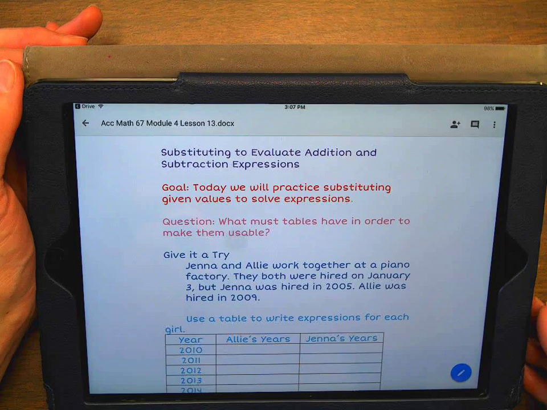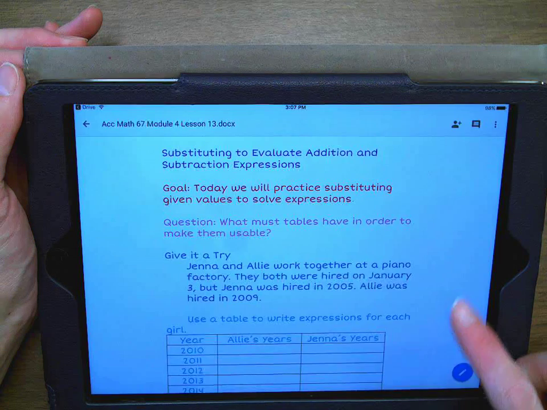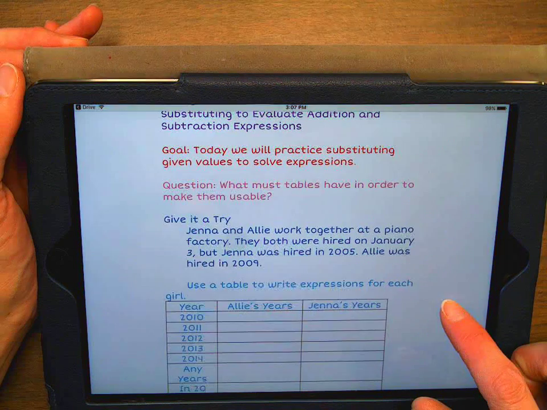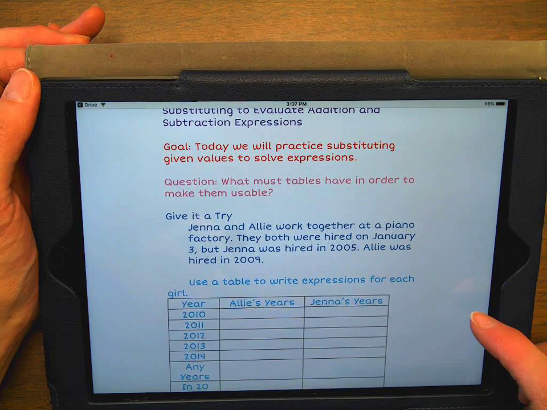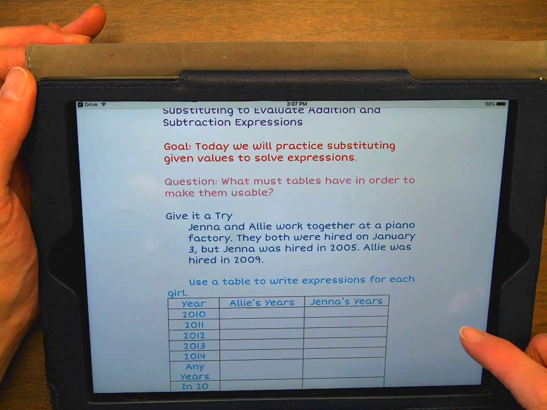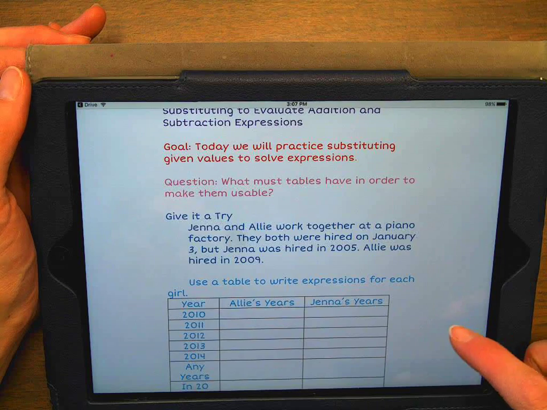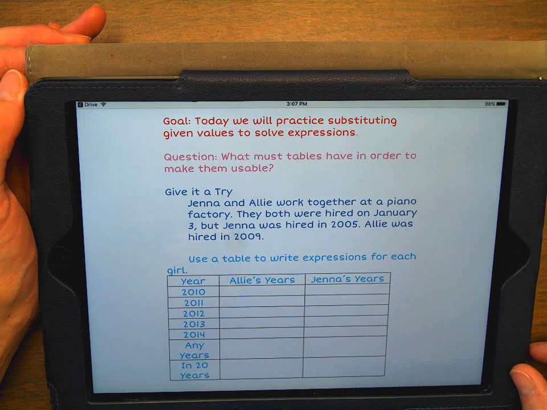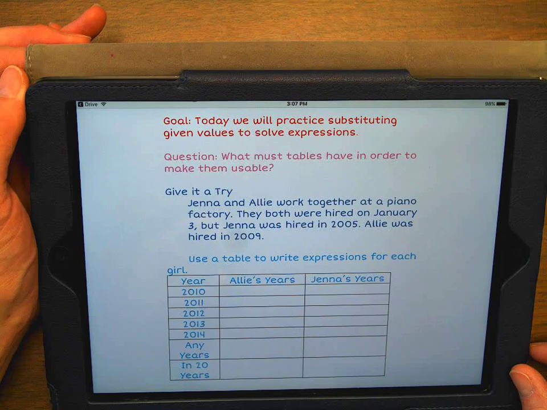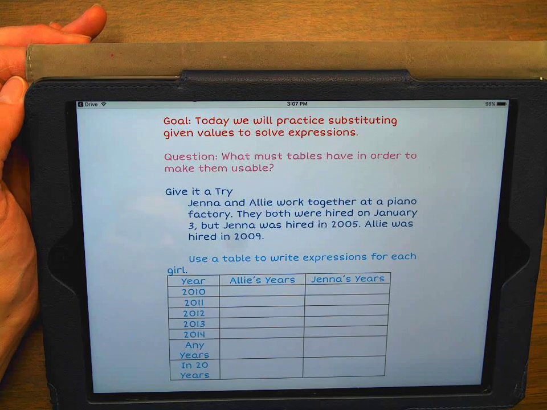Substituting and evaluating addition and subtraction expressions. Our goal for today: today we will practice substituting given values to solve expressions. A question that I want you to be thinking about in today's lesson is, what must tables have in order to make them usable?